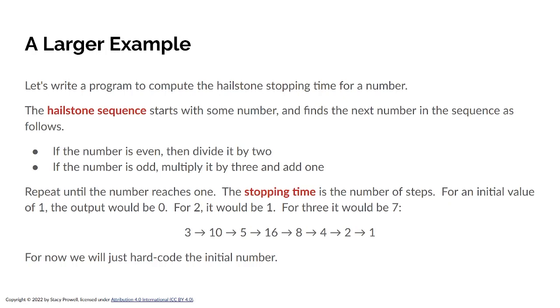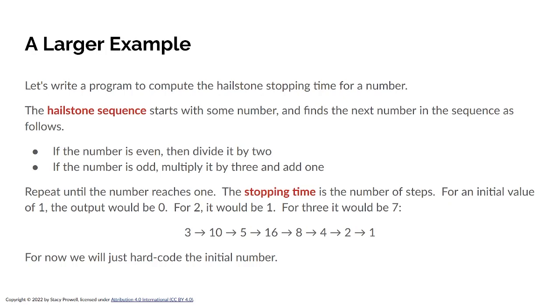16 is even, we divide by 2 and get 8. 8 is even, we divide by 2 and get 4. 4 is even, we divide by 2 and get 2. And 2 is even, we divide by 2 and get 1. Now, what happens at 1? 1 is odd, multiply it by 3 and add 1. That gives us 4, and then 2, 1. So 4, 2, 1 is this repeating sequence.